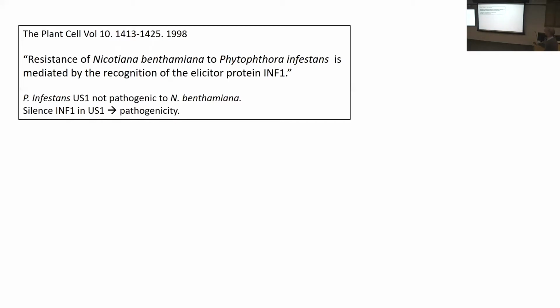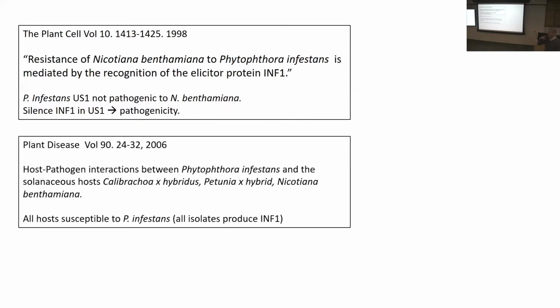Again, 20 years ago in The Plant Cell, resistance of Nicotiana benthamiana to Phytophthora infestans was reported to be mediated by the recognition of the elicitor protein INF1. What the authors had done was to take isolate or clonal lineage US1. They determined it was not pathogenic on benthamiana. They silenced INF1, and then they got pathogenicity. What they didn't say is that this isolate had been on plates for about 20 years. It was dramatically different from anything that appeared in the field.